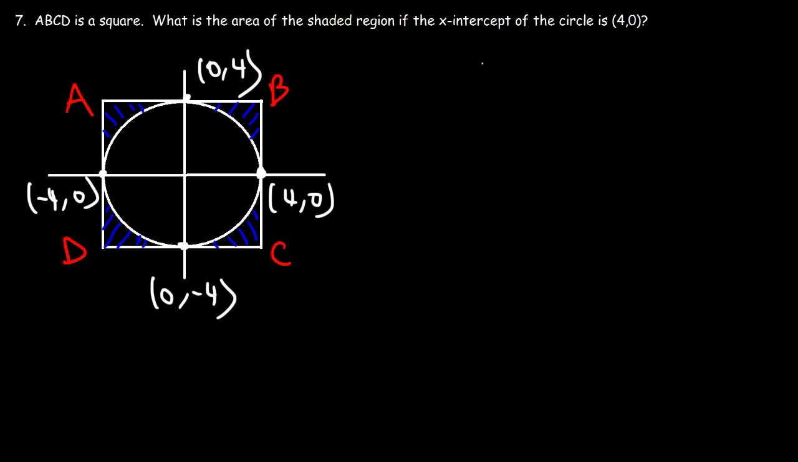Now to calculate the area of the shaded region, it's going to be the area of the square minus the area of the circle, because the shaded region is outside of the circle. So it's the area of the large figure minus the area of the smaller figure. Now what is the area of the square?